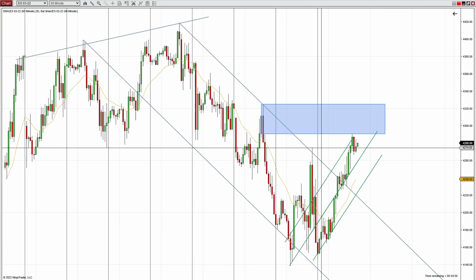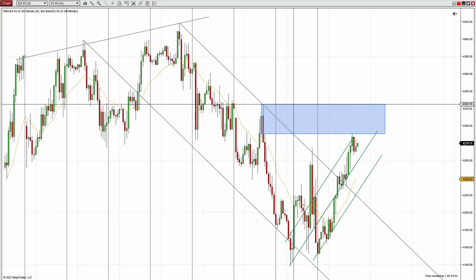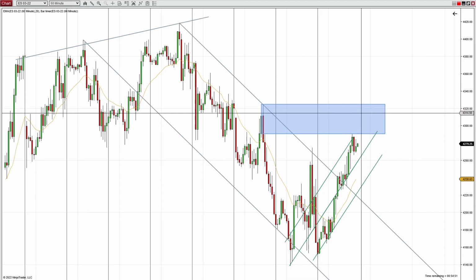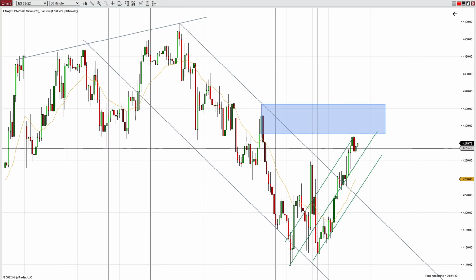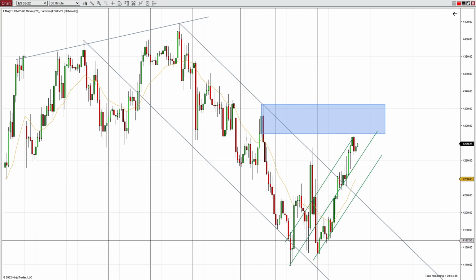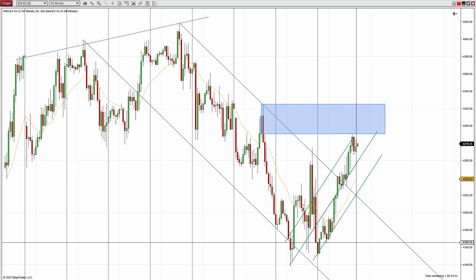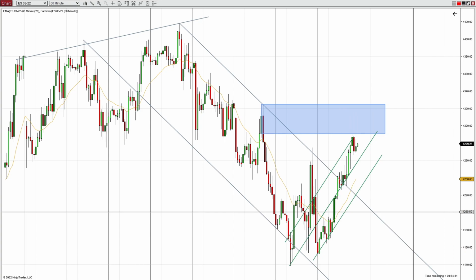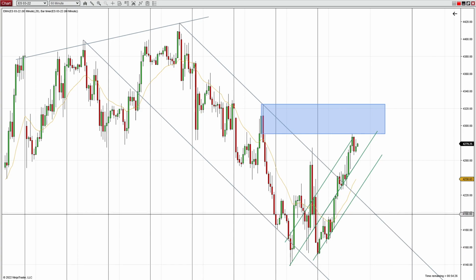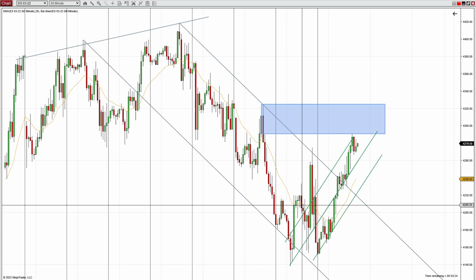I'm looking at this chart and I see this big supply zone here, and there's also some resistance from this bar. So my plan is to sell above this bar, above 42.75, and if the market did drop to this area below 4200, I will buy. So this is my plan today.